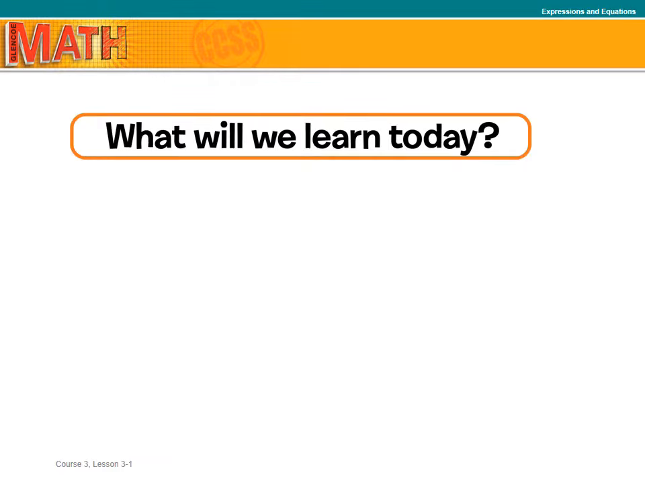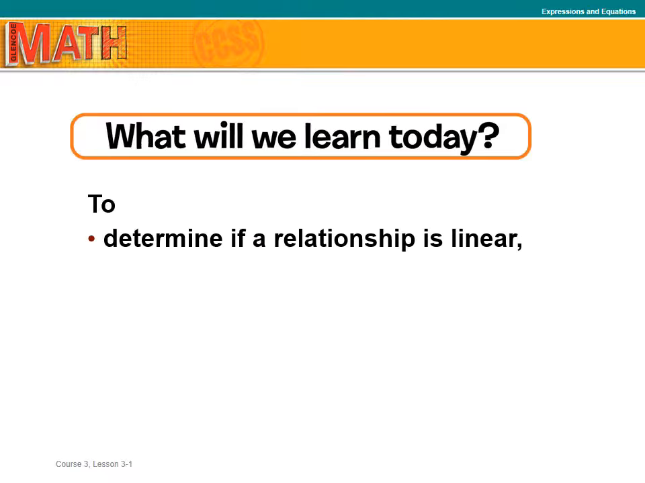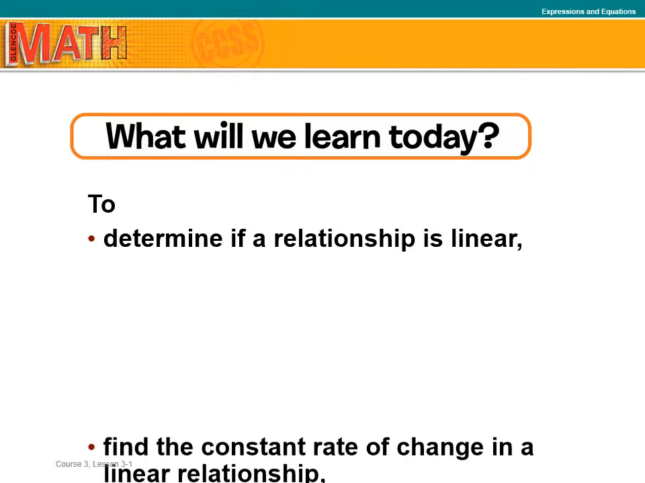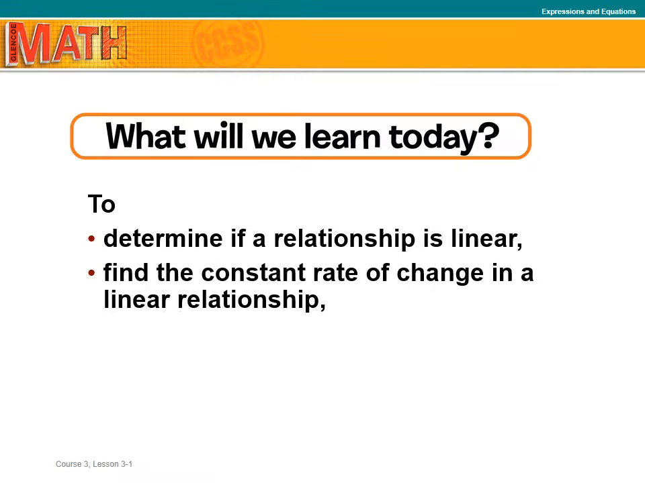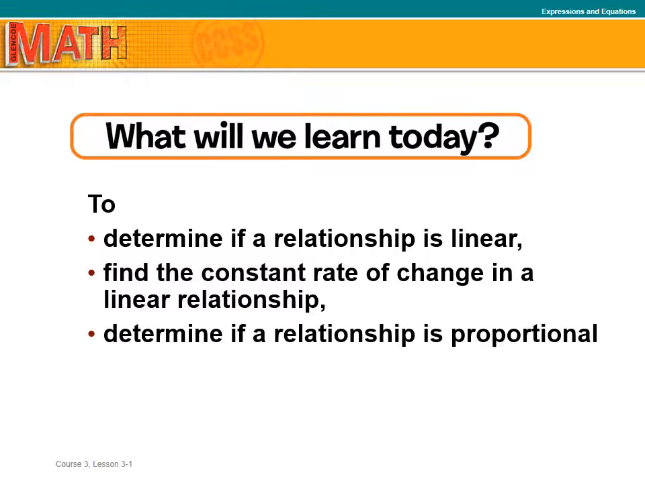What we will learn today. To determine if a relationship is linear, find the constant rate of change in a linear relationship, and determine if a relationship is proportional. So these are the three things you should know by the end of this lesson.